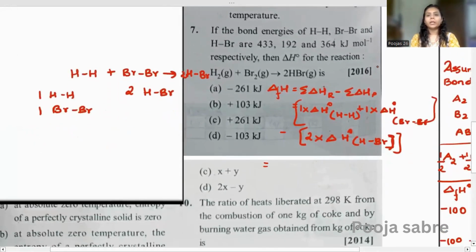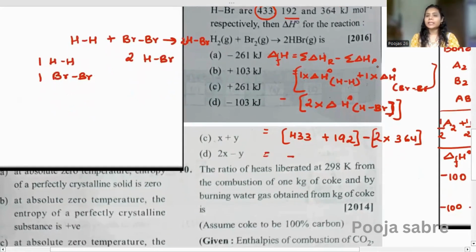The calculation will be, now we have the values. H bond ka kitna hai value? Bond energy is 433. So 1 into 433 plus Br-Br bond is how much? It is 192. So 1 into 192 will give me 192. Minus 2 into HBr, how much is it? It is 364. So multiply this with 364. And then finally, you will be getting the answer as minus 103 kilojoules.